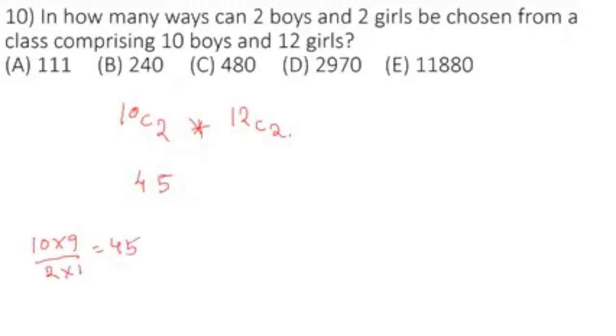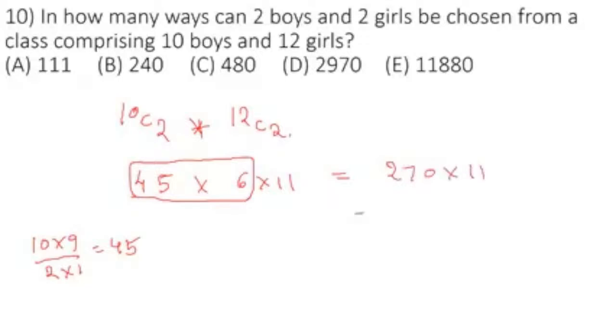Similarly 12C2. What should the value be? 12C2 is 6 into 11, so the product should be a multiple of 11. So 6 into 45 is 270, and 270 into 11 is nothing but 2970. So the answer is D.